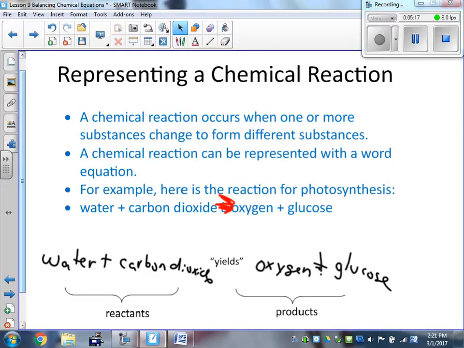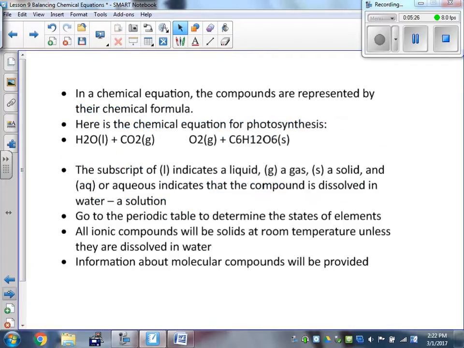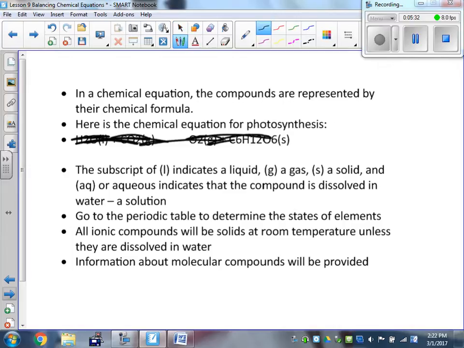So, word equations, those are fine. Most of the time, though, we probably want to use actual chemical compounds and write out that actual compound and what it looks like, okay? So, let's do this right here. I'm going to actually cross this out for a second here, okay? In a chemical equation, the compounds are represented by their chemical formula, okay? Here's the chemical equation for this.